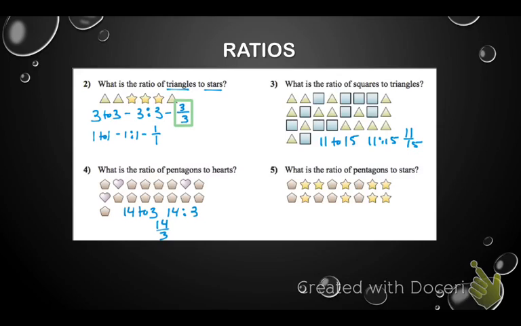And finally, this one. What is the ratio of pentagons to stars? Looks like we have 7 pentagons. And we're comparing that to our stars. We have 9, so it's a 7 to 9 relationship. 7 to 9, and finally as a fraction, 7 over 9. Ladies and gentlemen, that's the easy side. Make sure you write it in all three ways.